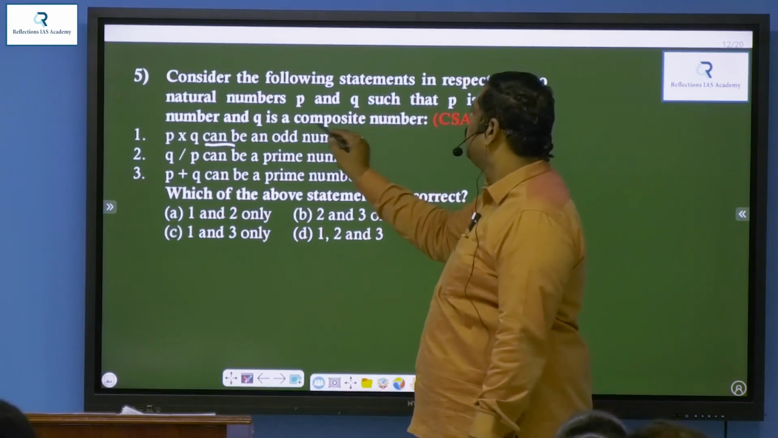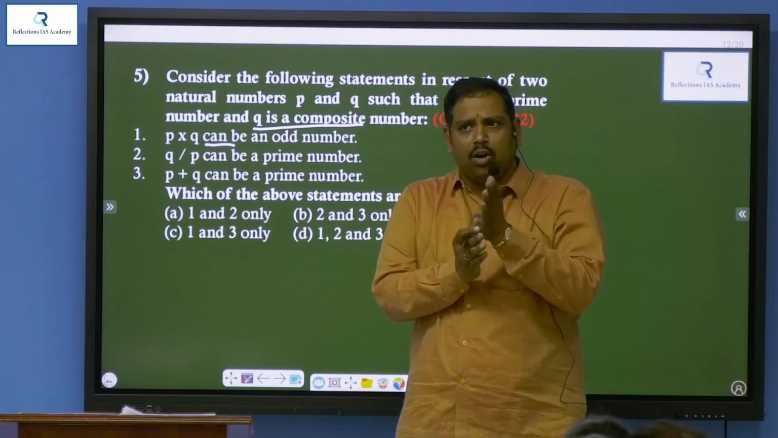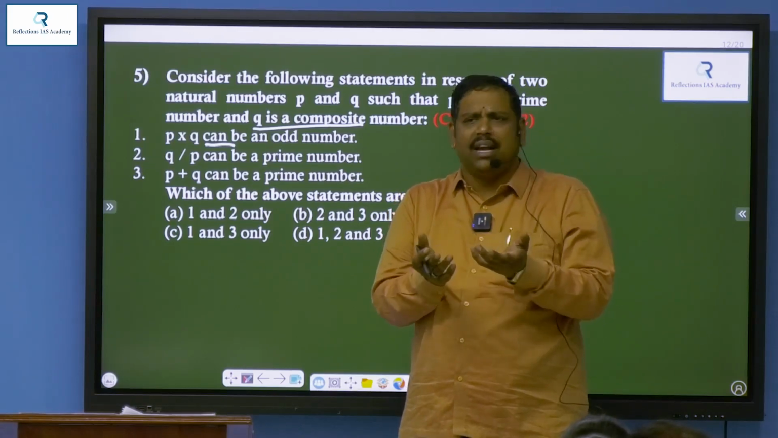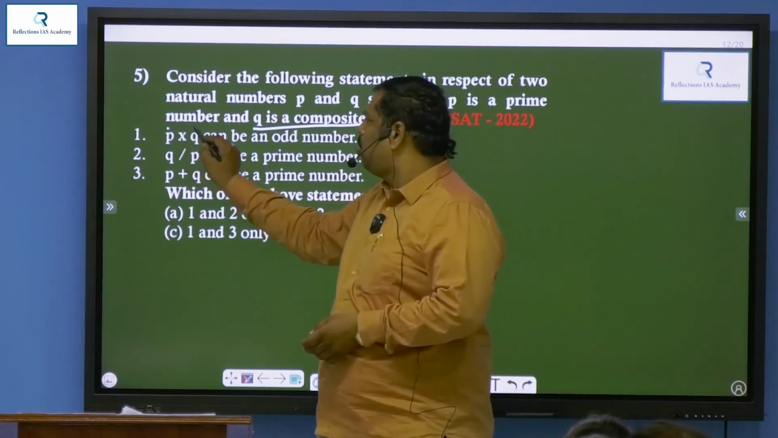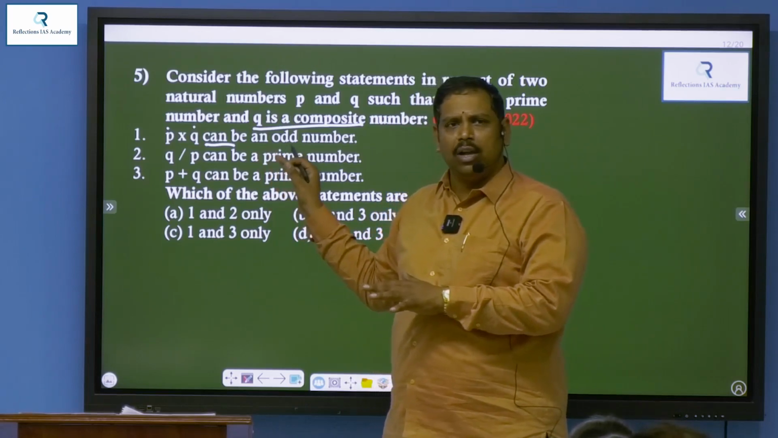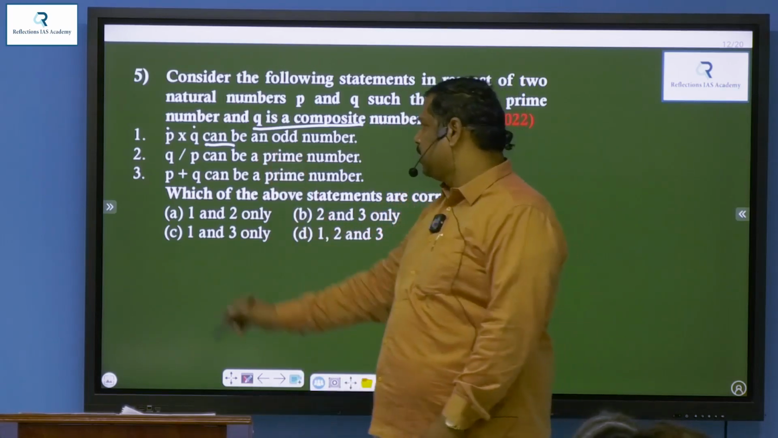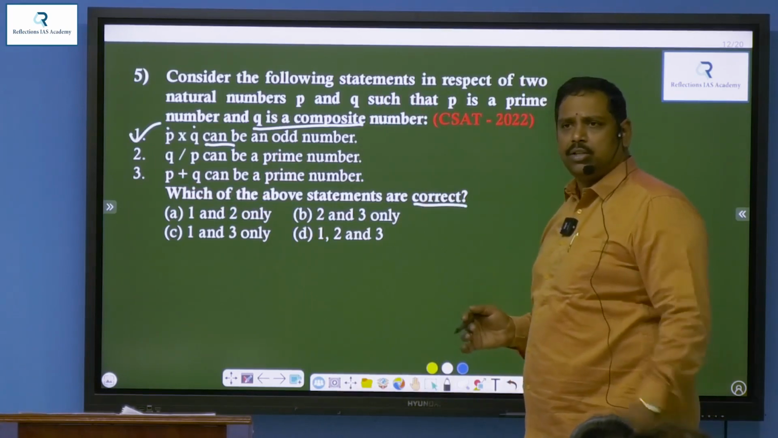Natural numbers p and q. Q is a composite number, right or wrong? Is there any composite number which is an odd number? Yes, so many, sir. 9 is a composite number which is an odd number. So odd number into odd number, you will get an odd number. Is it a possibility or not? Yes, it is. First one is correct, because he is asking which of the above statements are correct. So first one is correct.